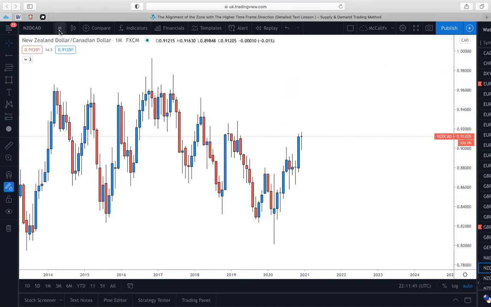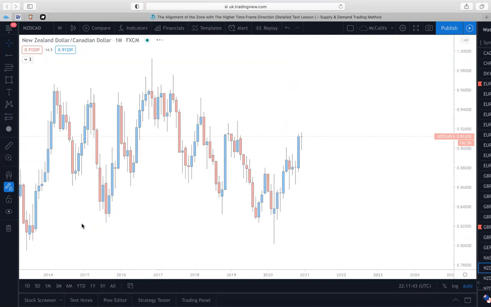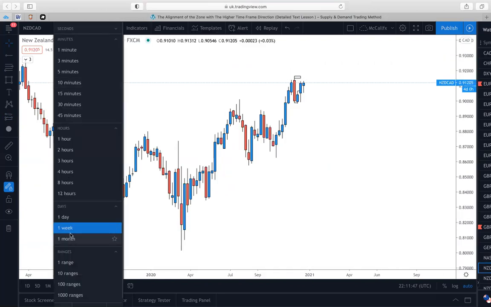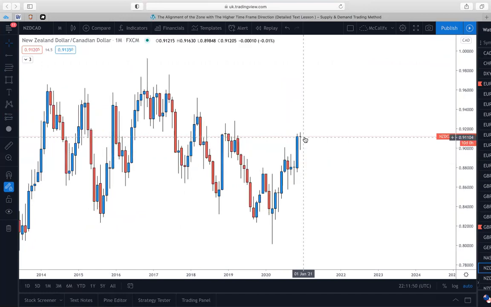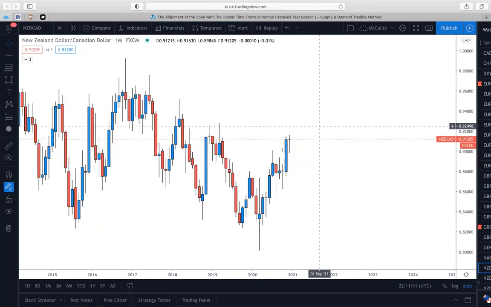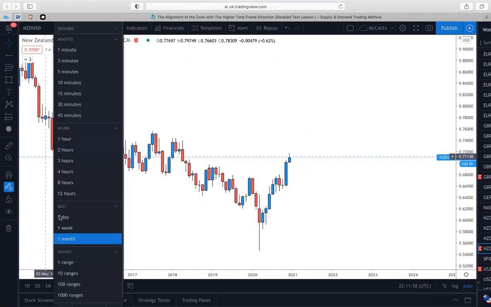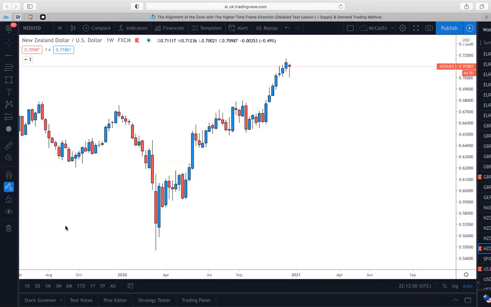I don't think this is gonna be aligned. All right, let's look at the weekly. Okay, wait, let me see the monthly. I don't know if this is not aligned. Right, this is a doji. Okay, let's look at this one. This is not aligned.